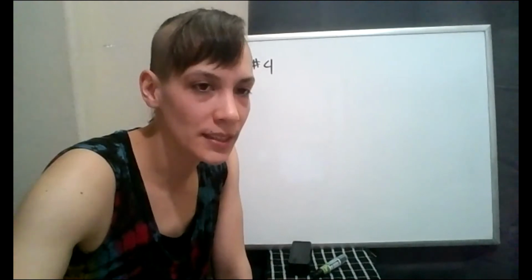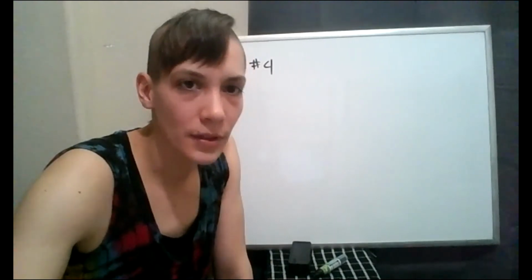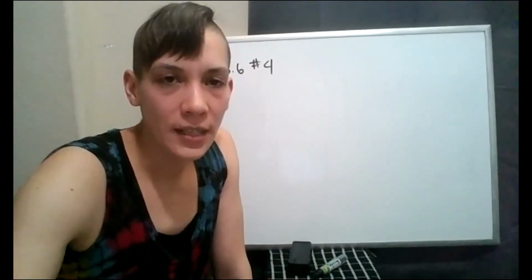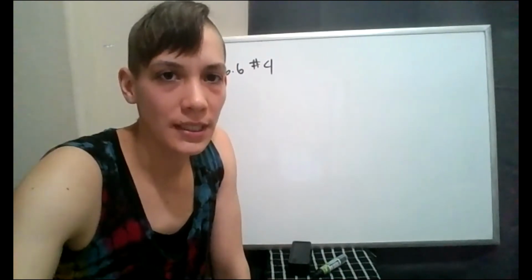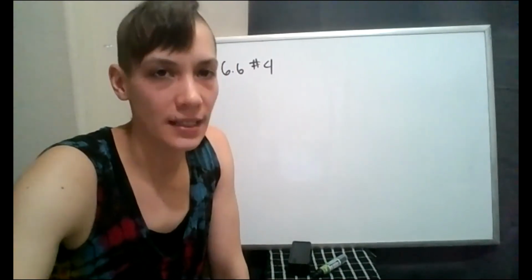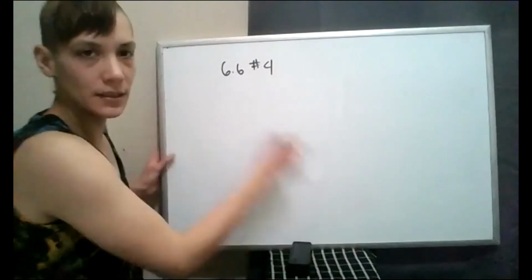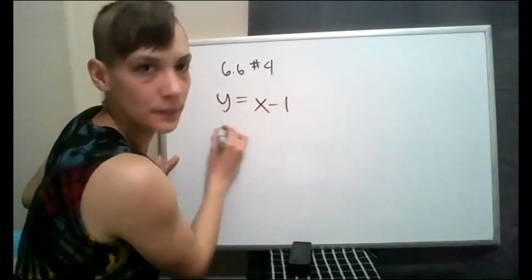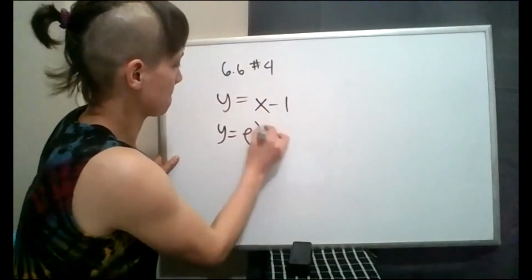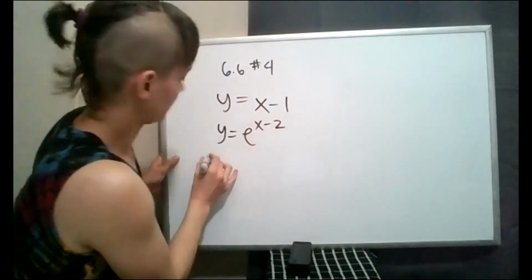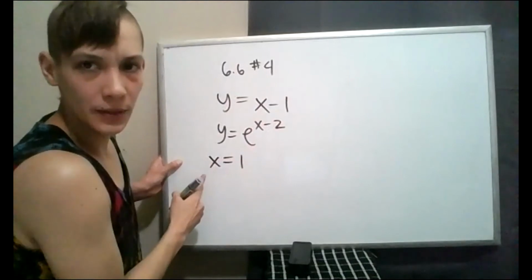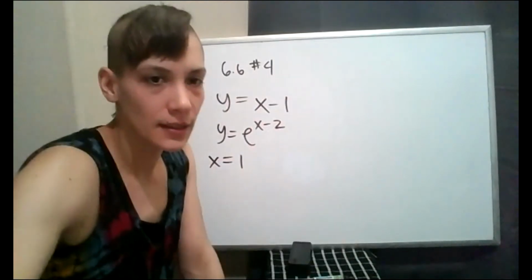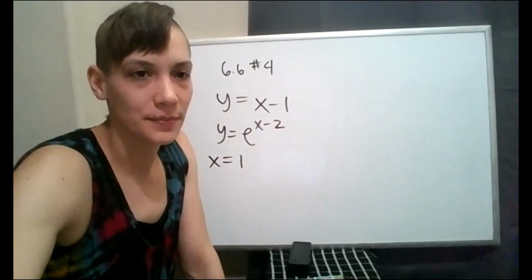Number 6.6, number 4. I've got y equal to x minus 1 and then y equal e to the x minus 2 and x equal to 1. So is that correct? Okay. Does this look right? Like the question? Oh, we got lots of messages.